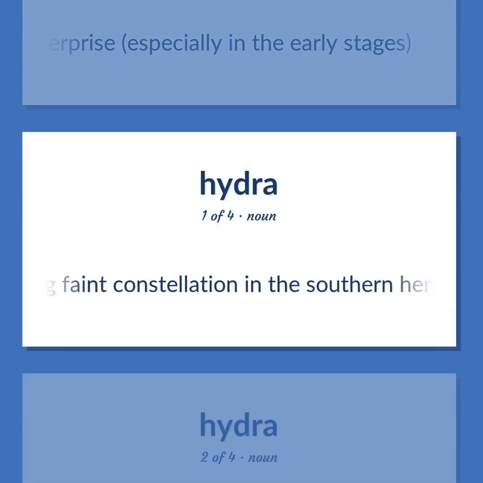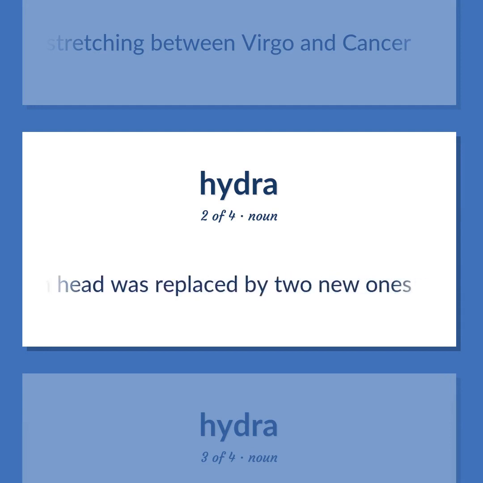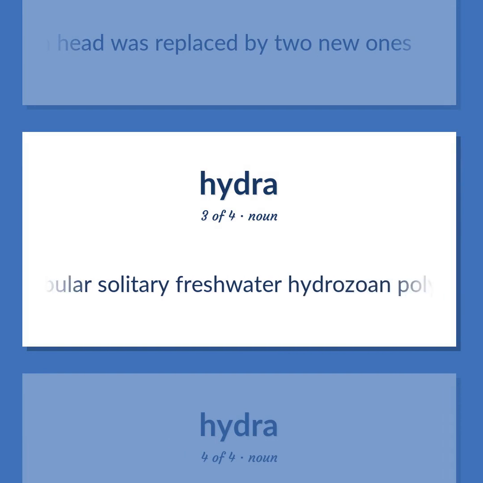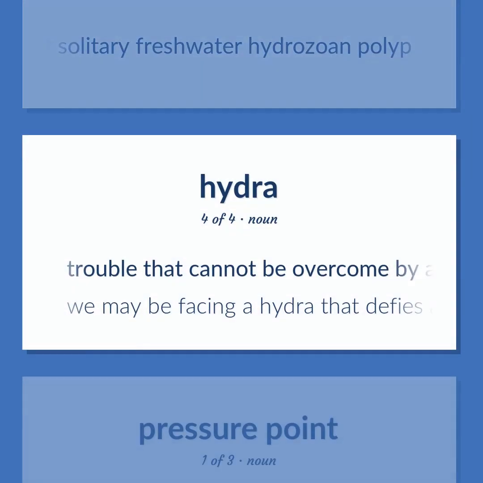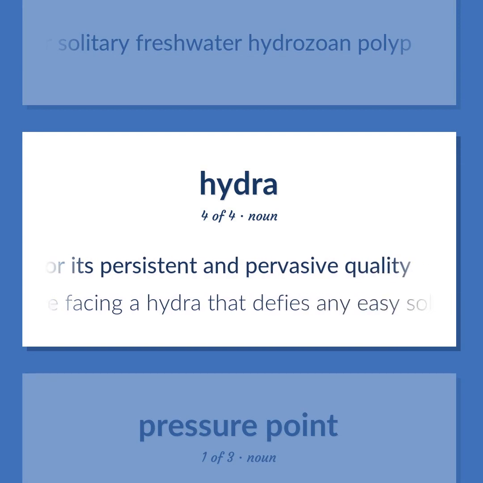A long faint constellation in the southern hemisphere near the equator stretching between Virgo and Cancer. Greek mythology, monster with 9 heads. When struck off, each head was replaced by 2 new ones. Small tubular solitary freshwater hydrozoan polyp. Trouble that cannot be overcome by a single effort because of its many aspects or its persistent and pervasive quality. We may be facing a hydra that defies any easy solution.